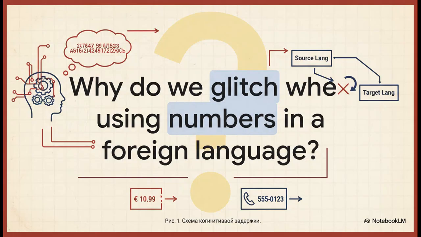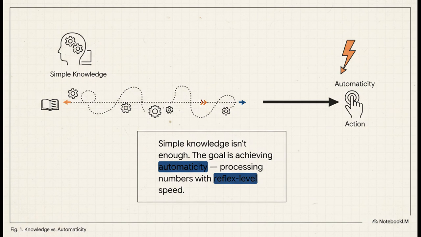So let me ask you this. Have you ever been in another country, someone tells you a price or a phone number, and your brain just freezes for a second? It's like this little mental glitch, a hiccup, where you're just buffering. What's going on there? Well, it turns out that just knowing the numbers isn't the real goal. That's step one. The real prize is what's called automaticity. It's about making it a reflex, processing those numbers without even thinking about it.